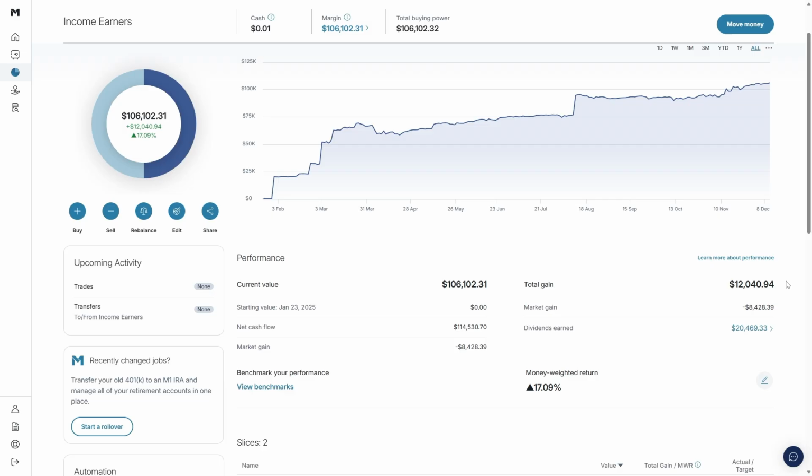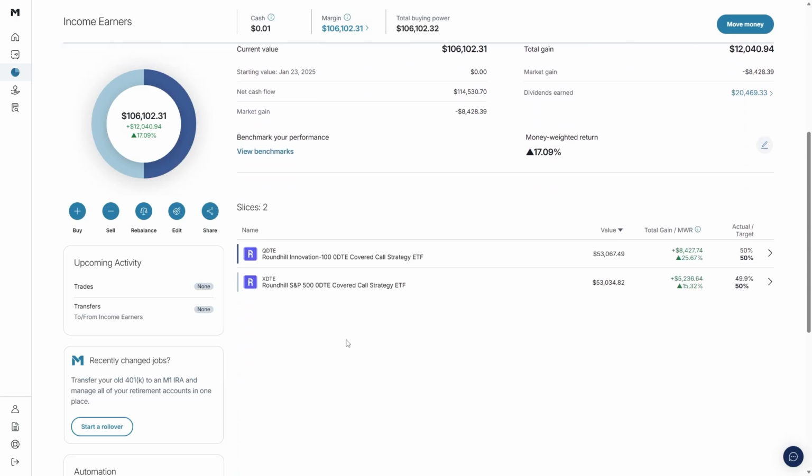So as we look at both of these ETFs down here, you can see we have the Roundhill Innovation 100 Zero DTE in there. And then we have a Roundhill 500 Zero DTE covered call strategy. One of these, the underlying asset is that S&P 500, which is the XDTE. And then we have the Innovation 100, which is the QDTE.